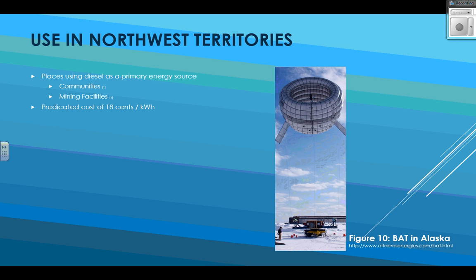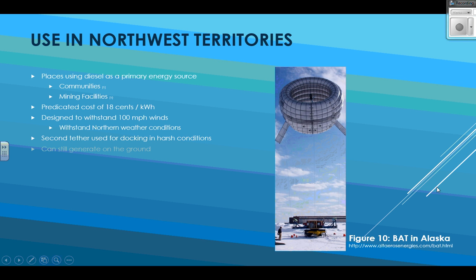The bat turbine is also a balloon type turbine. They're designed to withstand 100-mile-per-hour winds, which is suitable for the Northwest Territories as they do have heavy winds. They can also withstand the weather conditions such as precipitation like snow, freezing rain, and just rain. There's two tethers that help balance the system. They also help the system dock when harsh conditions happen. The system will dock to its ground station. You can see at the bottom of the picture here. They can still generate on the ground, although it's not near as efficient as when it's high in the air.